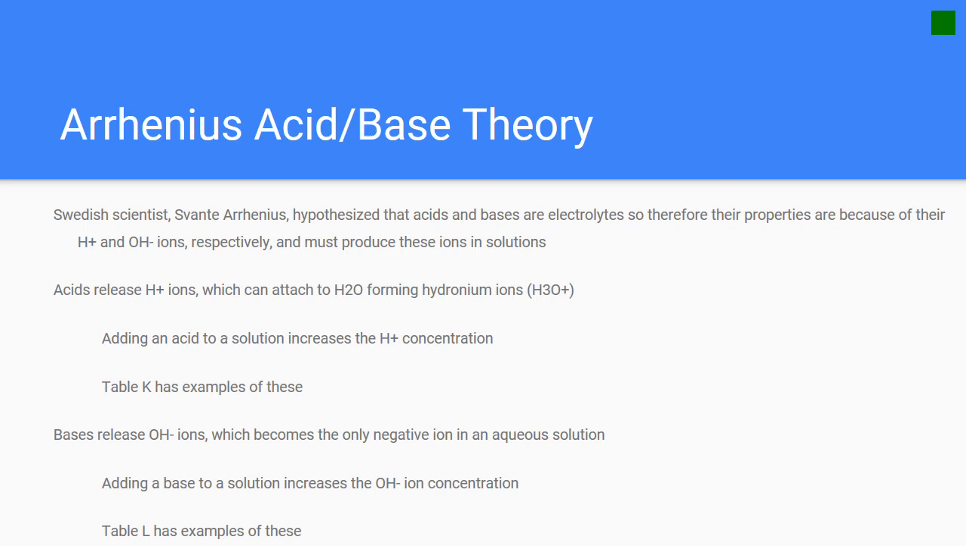And bases, on the other hand, release hydroxide ions, which become the only negative ion in an aqueous solution. So obviously adding a base to a solution increases the hydroxide ion concentration, and Table L has examples of these. Table L will have mostly strong bases that all have hydroxide ions attached to them. So if you ever need to remember for Arrhenius theory, you can always look back at these tables to double check.